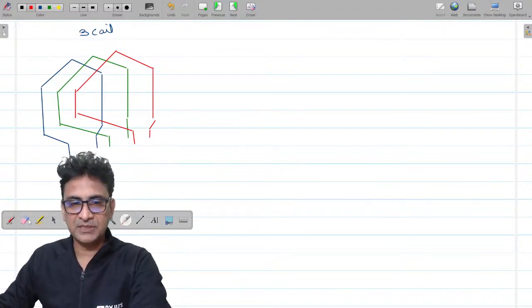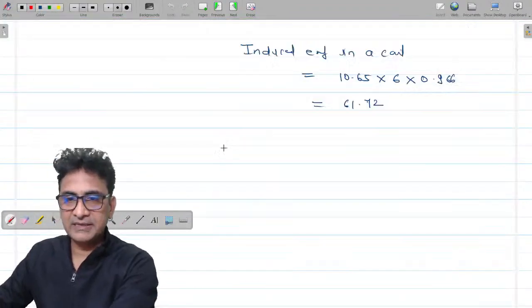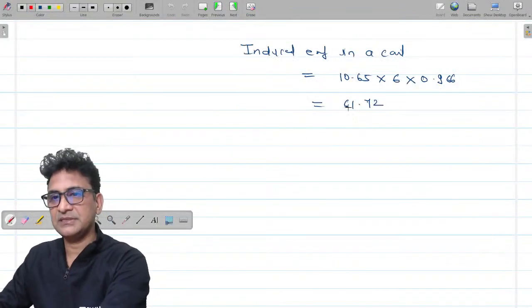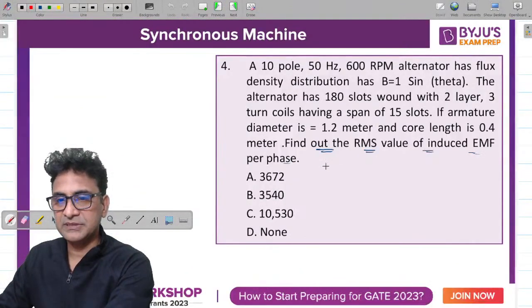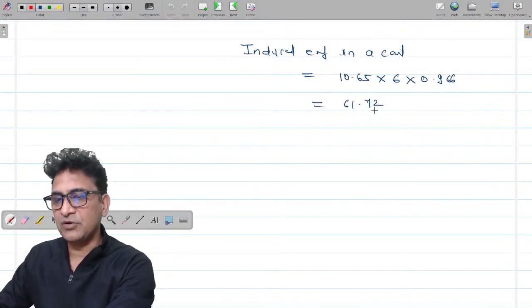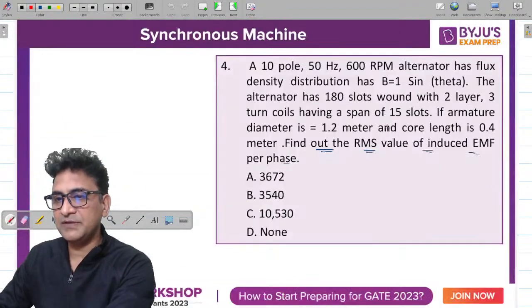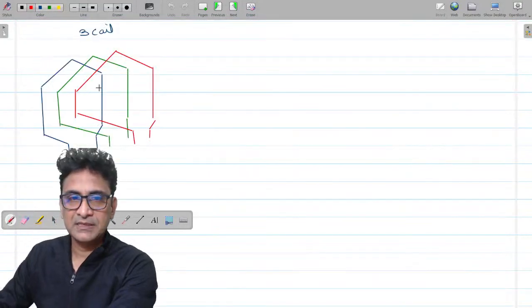Is it clear? So from the answer of the previous question, we can find out the answer of this question: find out the induced EMF per phase. We know the induced EMF in a coil, so first we have to find out how many coils we have in a phase winding.